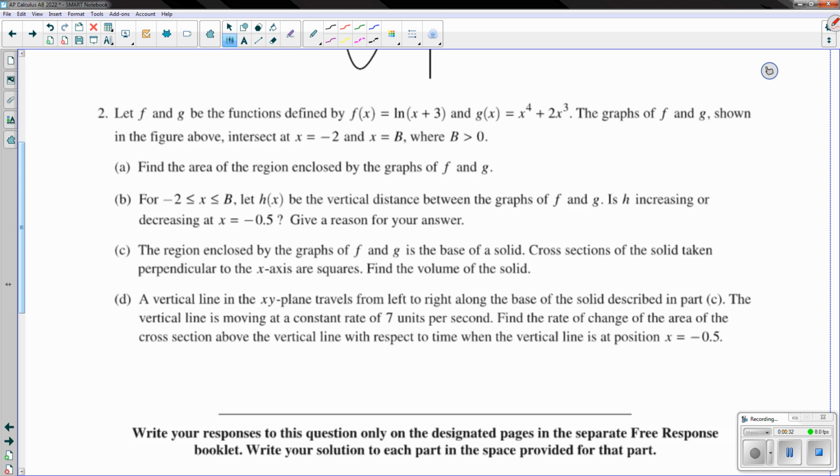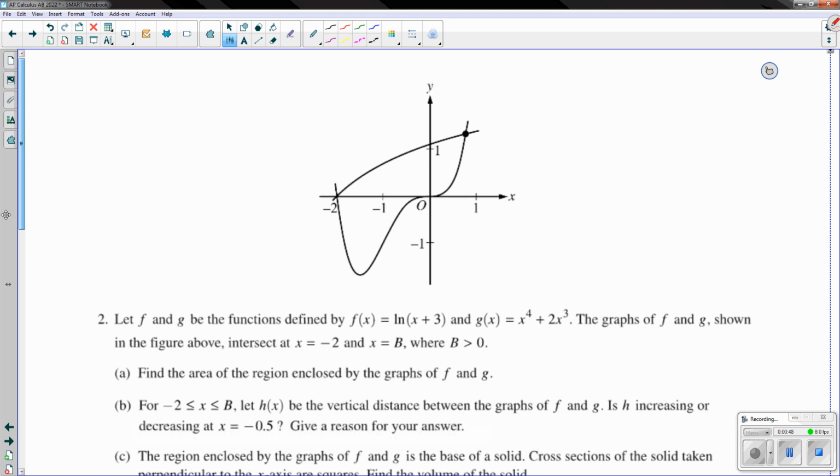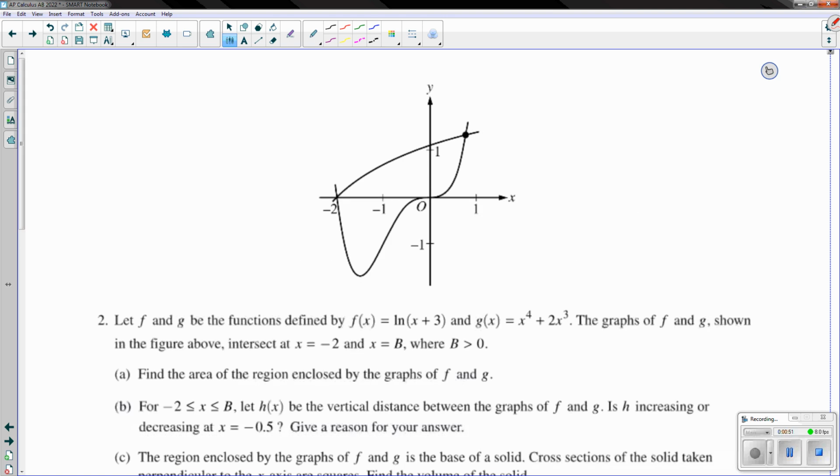So at this point in the video, if you'd like to pause and take a look at A through D and see if you can figure these out on your own, that would be encouraged. I'm going to progress through each part, one on each slide throughout this video. But before we move on to part A, let's take a look at some key things about this graph.